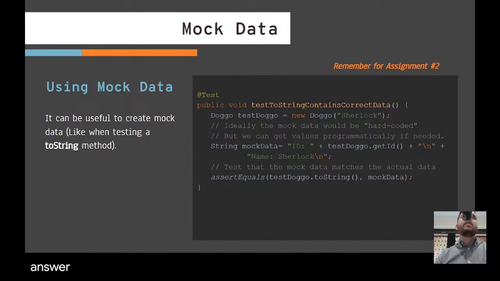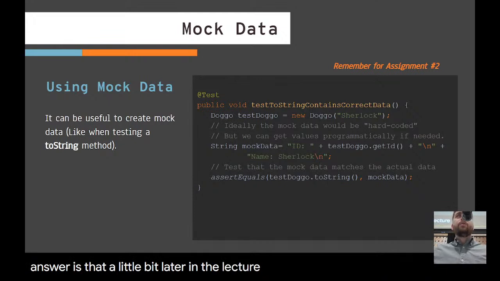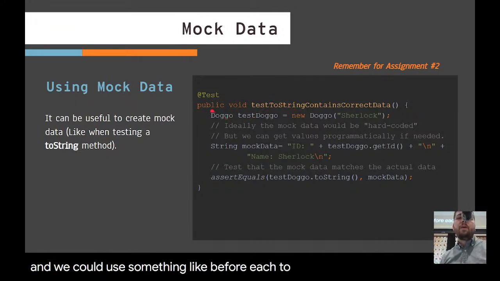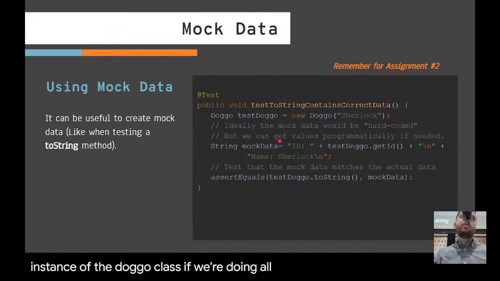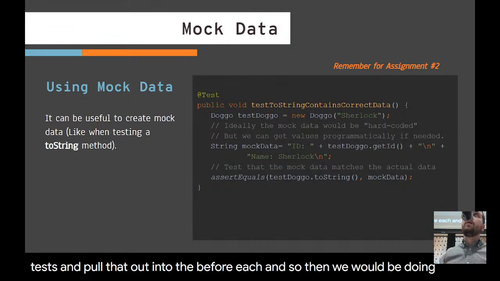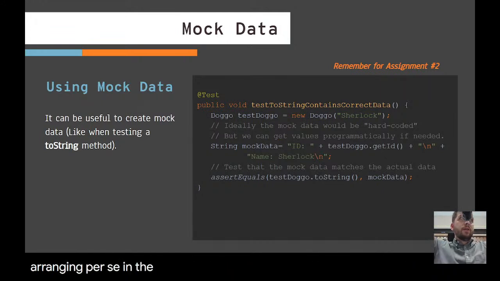The other answer is that a little bit later in this lecture, we are going to talk about the before each annotation and the after each annotation. I think there's a before all and after all. We could use something like before each to create a new instance of the Doggo class. If we're doing it in all of our tests, we could refactor our tests and pull that out into the before each. Then we would be doing our arranging in the before each section of our tests. So yes, there are ways to refactor it, but I'm happy with either.